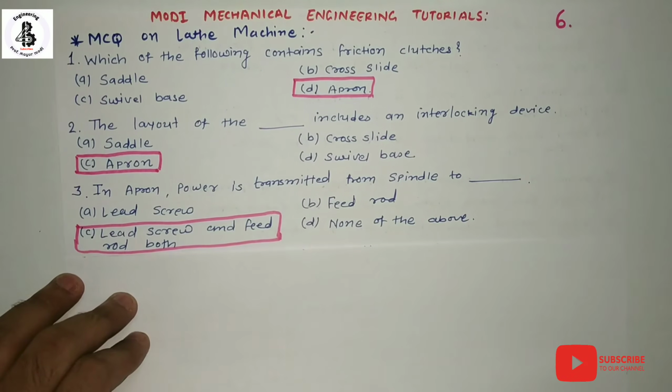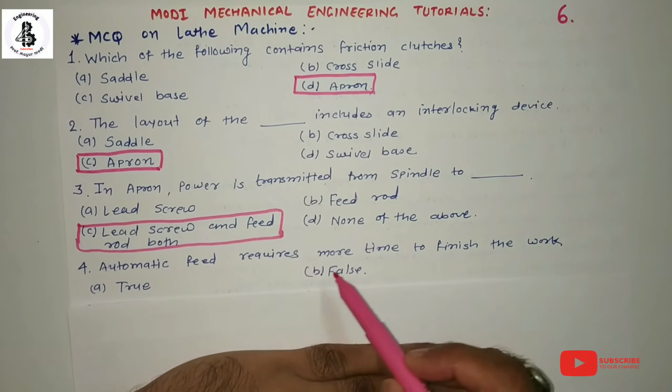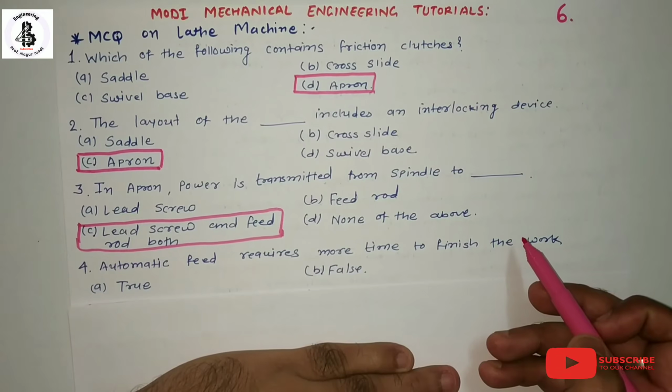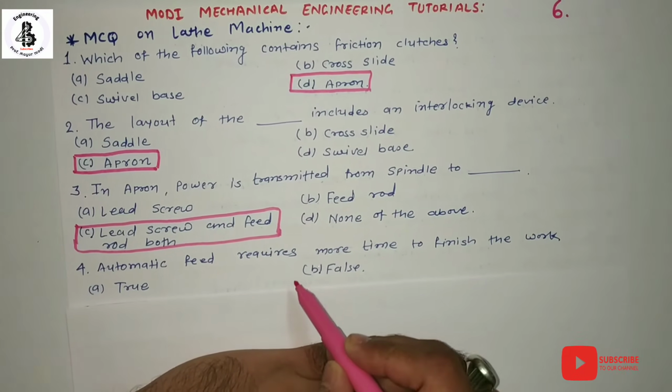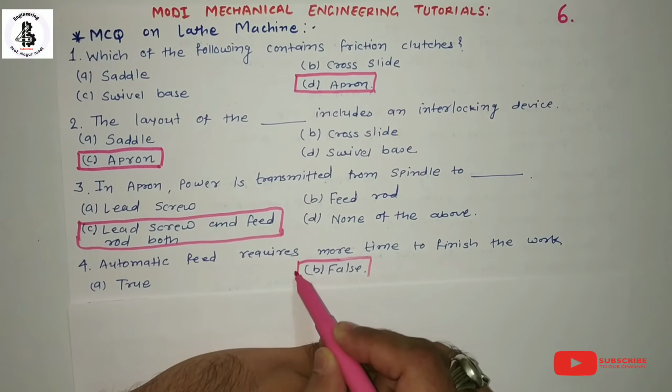Then next question. Automatic feed requires more time to finish the work. That is not a necessary condition for automatic feed, so that is the wrong sentence. So the answer is option B, false.